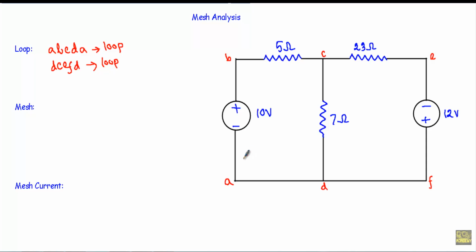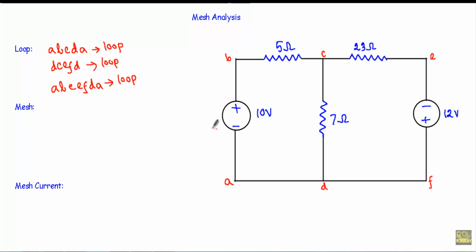Now consider this outer portion of this circuit. Outer portion, that means A B C E F D A. See, from A to B I will encounter this 10 volt source. B to C I will encounter this 5 ohm resistor. C to E I will encounter this 23 ohm resistor, and E to F I will encounter this 12 volt source. F to D short circuit, D to A total short circuit. See, it will also form a loop because it is a continuous and closed path and we do not encounter any element more than once. Therefore I will get a total of three loops here: A B C D A, D C E F D, and A B C E F D A.